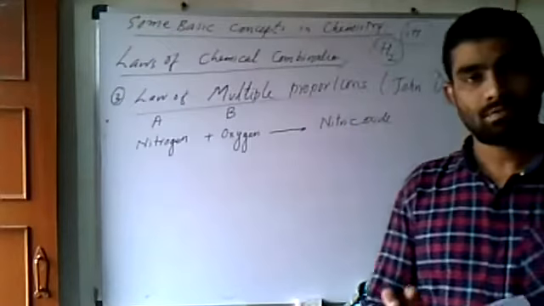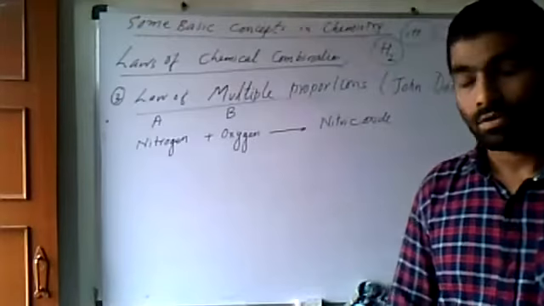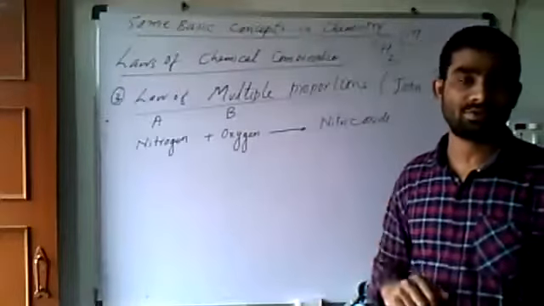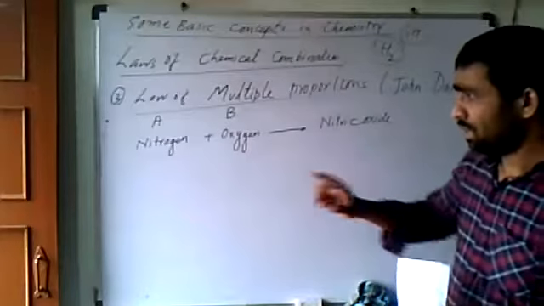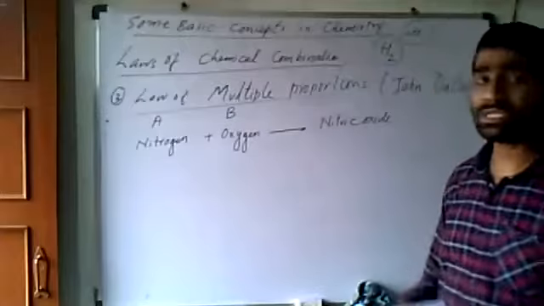Nitric oxide. Now try to understand. From these names, you will not understand what is happening in this reaction. So we have to learn. Our aim is to learn. So see, what is nitrogen? We know its symbol is N. What is oxygen? Symbol is O.